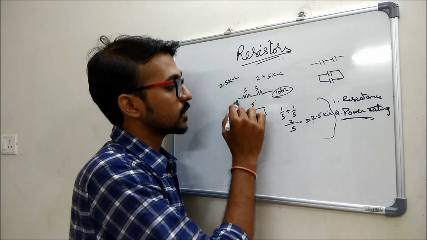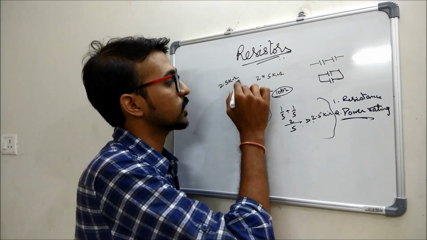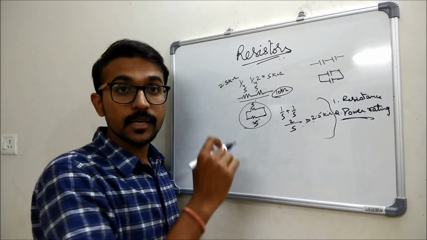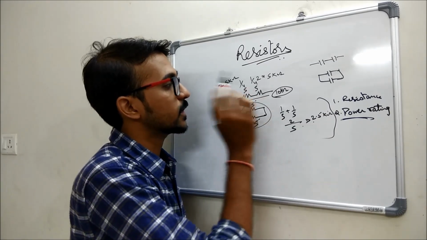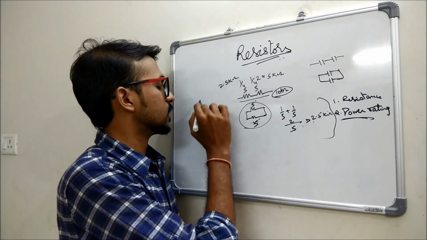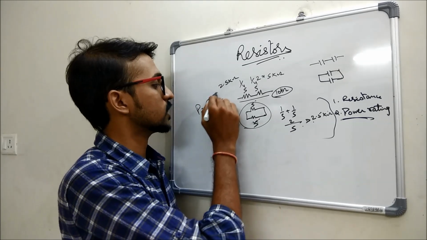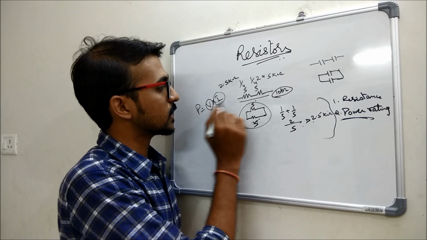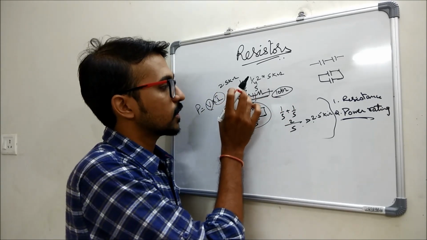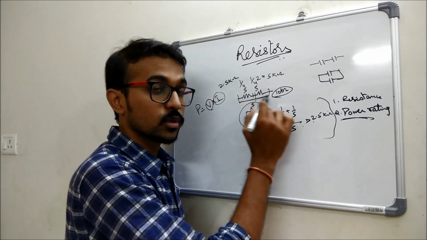So no matter if you put it in series or parallel, the power will always add. Say for example, if you have two 1/4 watt 5 kilo ohm resistors and you add them, it will become a half watt 10 kilo ohm resistor. How? So power will be calculated based on current into voltage. So this is voltage and this is current. Say for example, here the voltage will divide and the voltage will divide here. So the power across each resistor will divide.